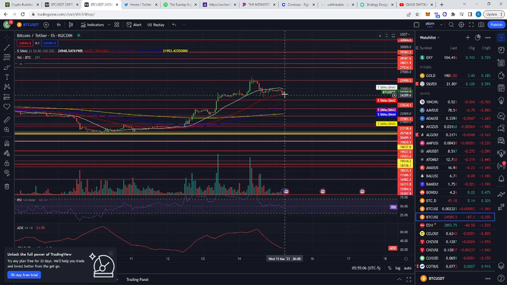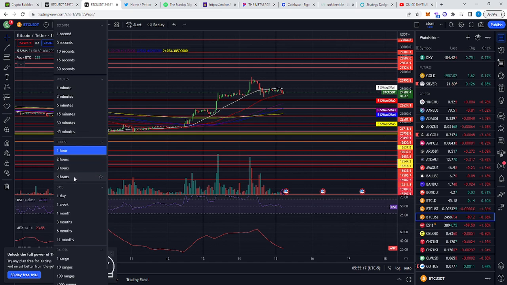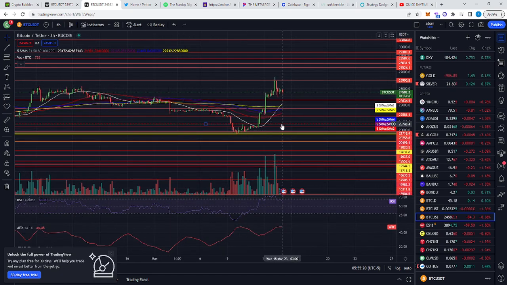It came down and touched the 50, right? And it started getting bought back up. It's not a lot of volume on the hourly, not a lot of selling pressure or buying pressure as well. All right, let's go look at that 4 hour chart. This is the 4 hour chart.